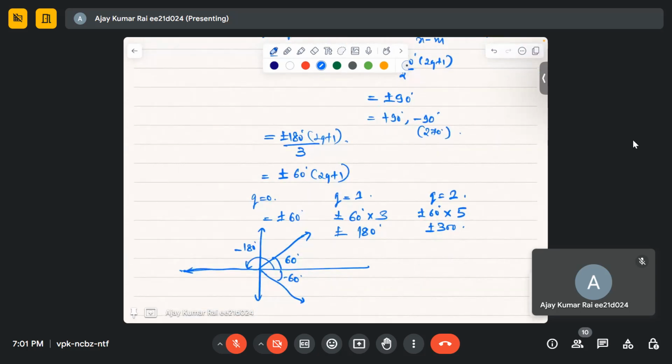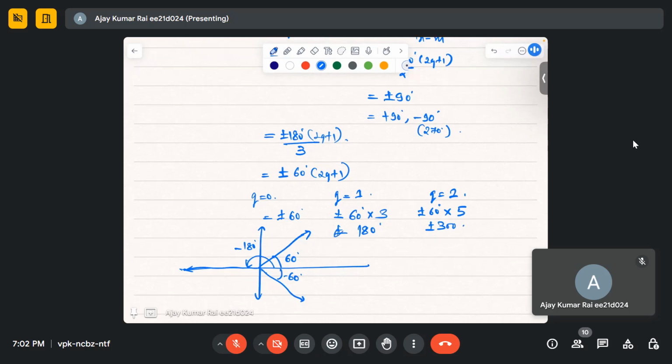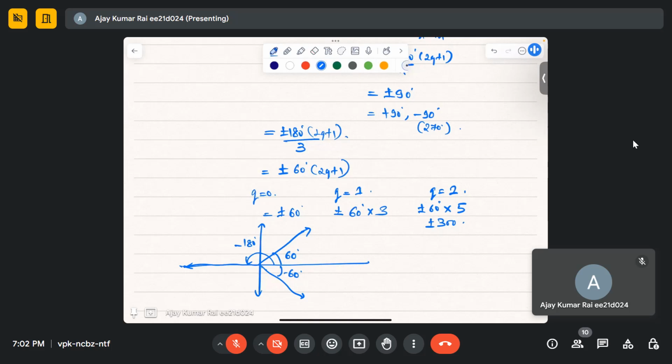Okay, sir, how is it minus 180 degree? Minus 180 degree. Just use plus minus 60 into 3. 60 into 3 is 180, right? Yes. So exactly, you can take plus one. That is the same as plus 180 degree or minus 180 degree, whatever you take, that is the same, right?